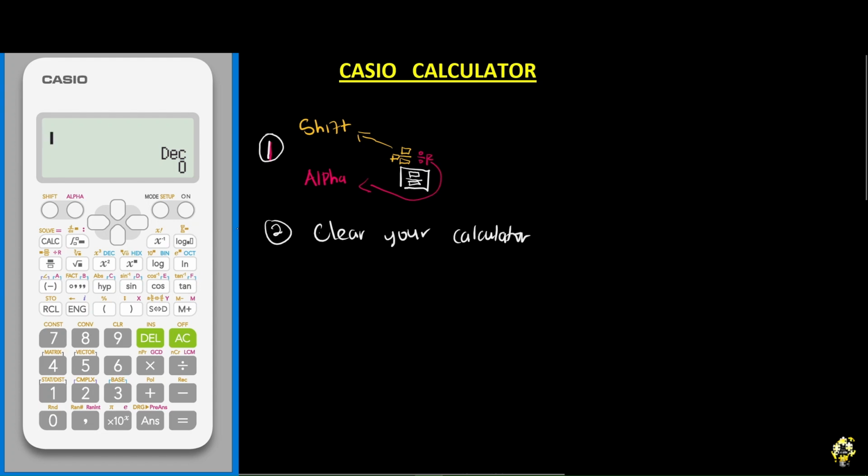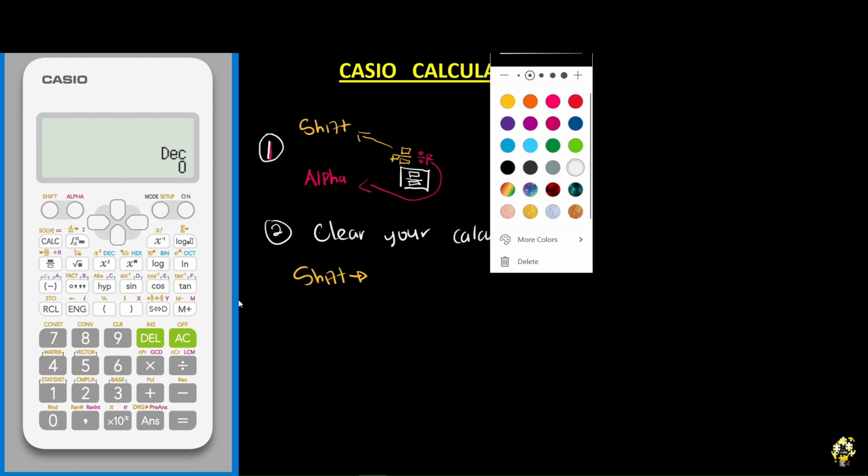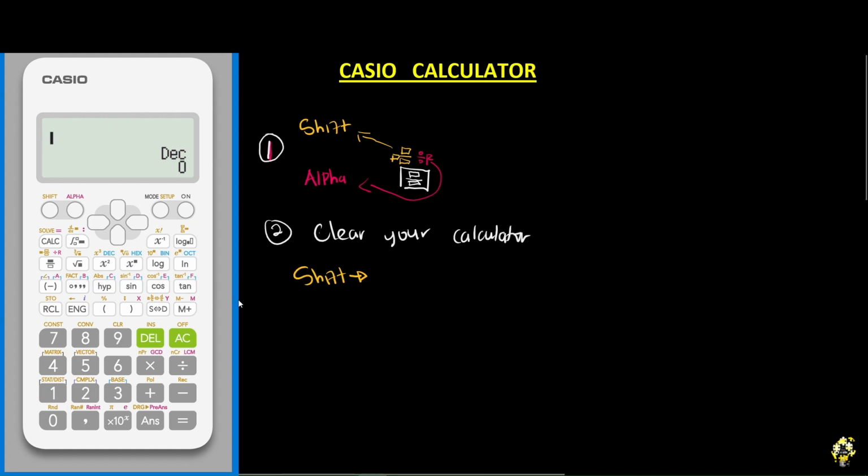Well, it's simple. First, you have to click a shift. Remember what I said about a shift? A shift tells the calculator that you're looking for what is above. And now, what is above that we are looking for? It's this CLR, which stands for clear. So that means we are going to click a shift first. And after clicking a shift, we are going to click a 9. So it's going to be shift 9.